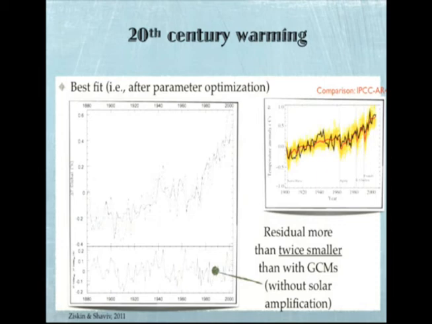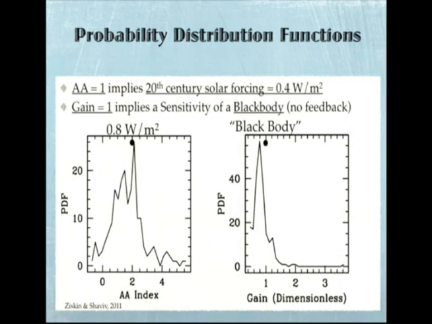In fact, if you allow the sun to have a large effect on the climate, the agreement between the model temperature and the observed temperature gives you a residual which is twice smaller than the residual you get with global circulation models. Why? Because they don't take the real effect of the sun into account. Okay, you can then get things like the expected contribution of the sun over the 20th century, and you find that it is roughly what you would expect from the ocean as a calorimeter.